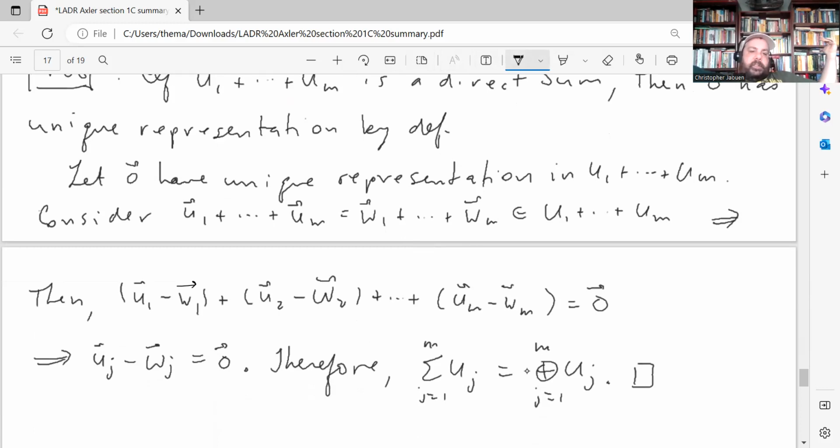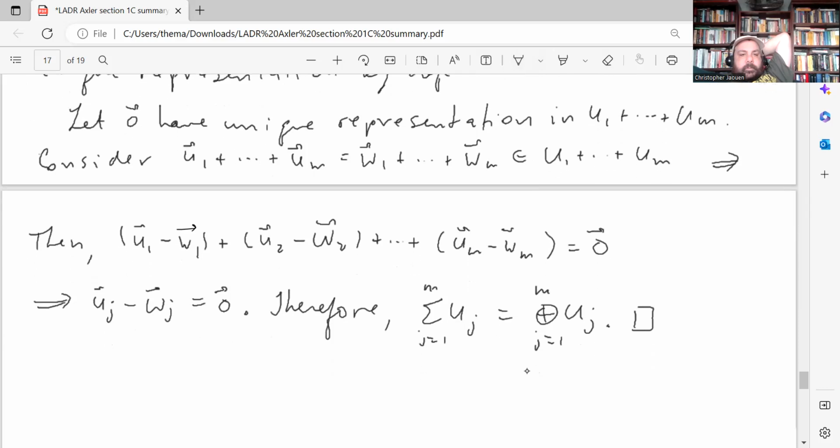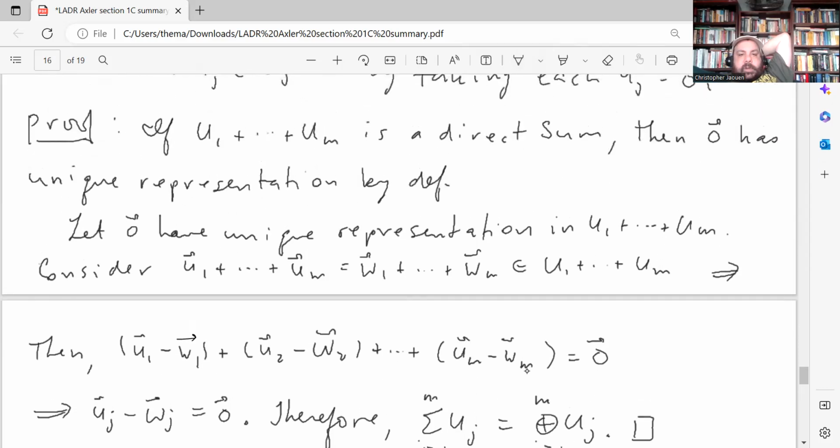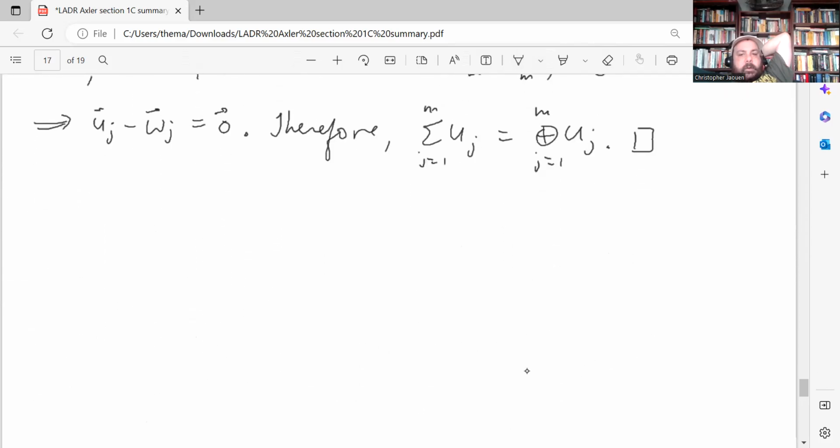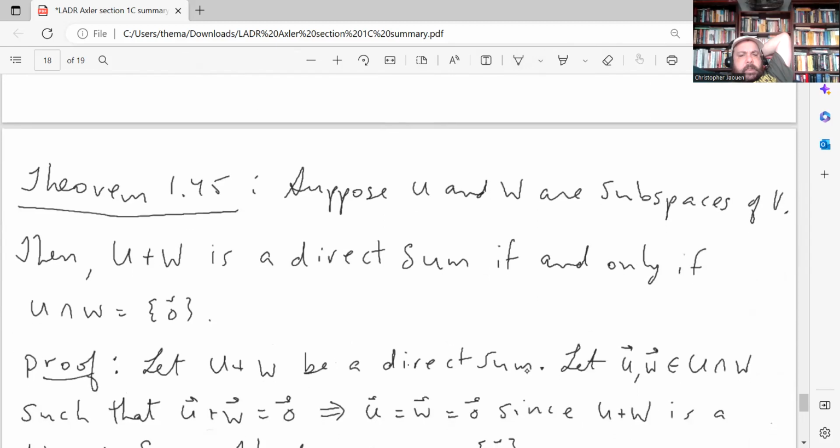Then you can write the 0 vector as U1 minus W1 plus U2 minus W2 all the way up to UM minus WM. And that means that UJ minus WJ has to be the 0 vector. Therefore, UJ is a direct sum, because UJ equals WJ for all J. In other words, you get unique representation for all of the vectors in the sum. All right, so I think this is the last theorem.